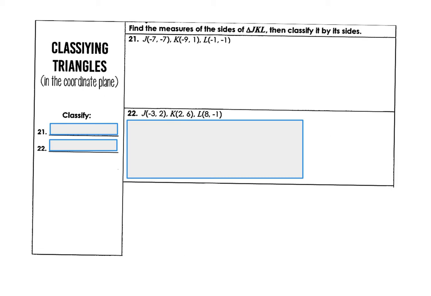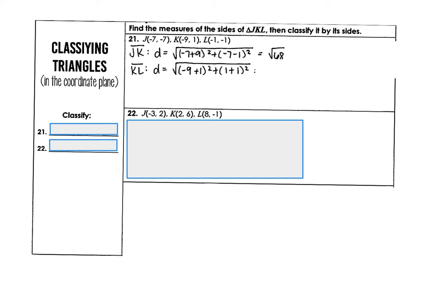And so you're going to set it up for the distance between the first one, JK, x1, y1, x2, y2. And you're going to set that up using the distance formula. So we have -7 minus a -9 squared plus -7 minus 1 squared. And so for this one, we're going to get the square root of 68. Distance formula. Well, we have to find the distance between the next two, K and L. We're going to do exactly the same thing. Use the distance formula. Square root of 68.